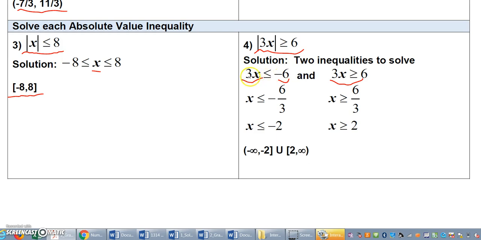So then I'm going to solve this by dividing both sides by 3, and I get x is less than or equal to negative 2. And then over here, I'm going to divide both sides by 3, and I get x is greater than or equal to positive 2. So your two sets, when you put them together, is everything less than or equal to negative 2, along with everything greater than or equal to positive 2. So it would be negative infinity to negative 2, union 2 to infinity. And of course, we have the brackets with the negative 2 and the 2, because we have the equal to with the inequality, which tells me that those values are part of the solution.